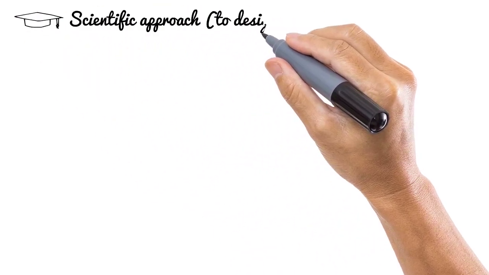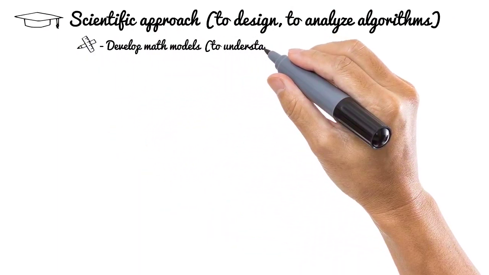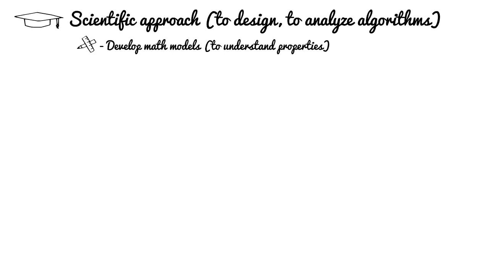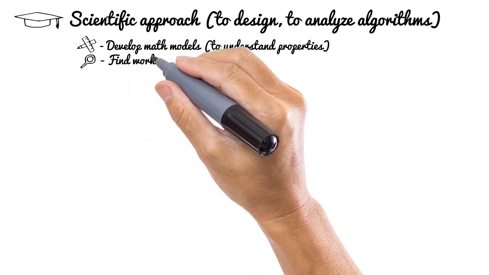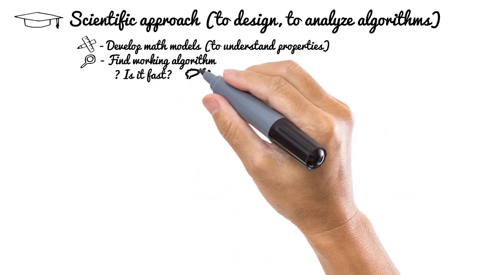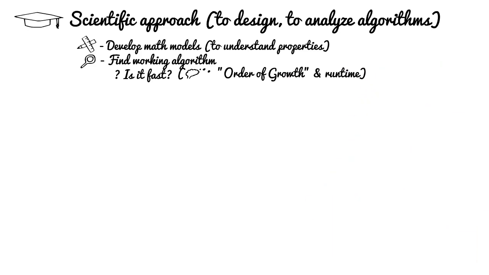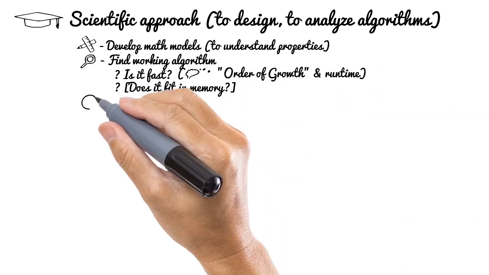The scientific approach to design and analyze algorithms consists of cyclic, iterative activities. Try to develop mathematical models that help us understand properties of the algorithms we are developing. Find a working algorithm to solve it. Answer the questions: is it fast enough, thinking about order of growth and runtime? Additionally, out of scope for this video, does it fit in memory?